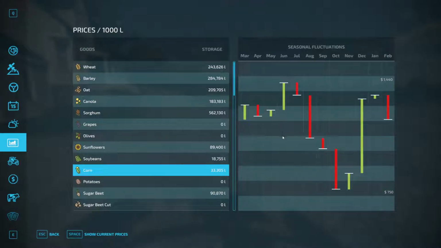Corn, on the other hand, well, it's even more interesting. My old spreadsheet said December was the best price for corn, just like it was for wheat and barley. And let me just double check. July was the second best.